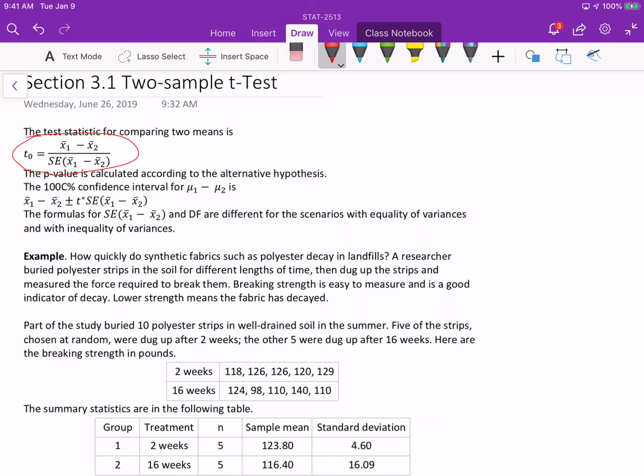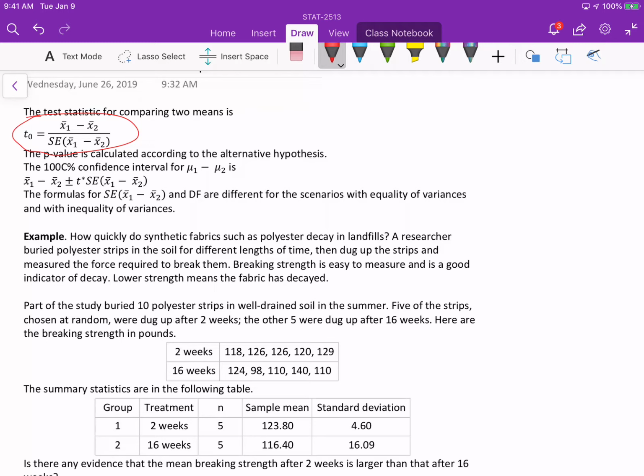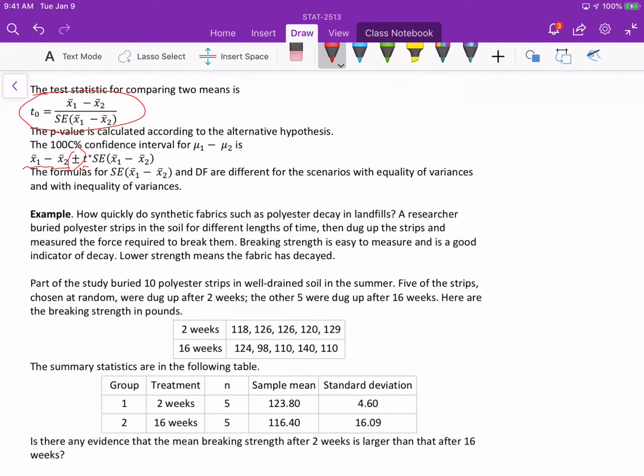How to evaluate the p-value depends on what the alternative hypothesis is, whether it is two-sided, or greater than, or smaller than. According to these different scenarios, we have different ways to calculate the p-value. This is very similar to the one-sample t-test. If you want a confidence interval, you just use the difference of the sample means plus or minus a critical value times the standard error of the difference of means. Again, the calculation of the standard error depends on whether you have equal variance or not.